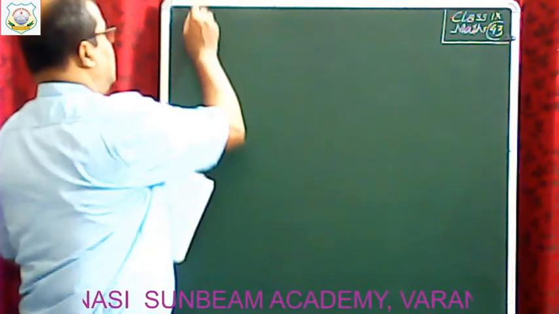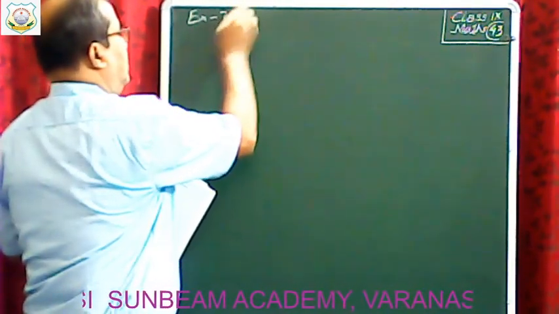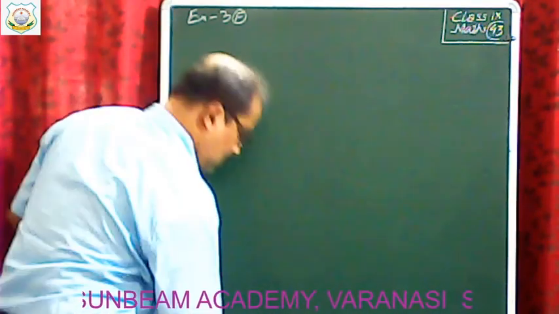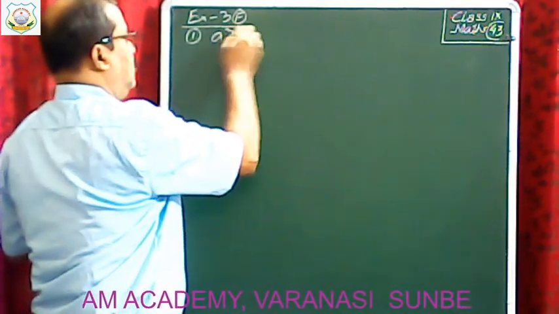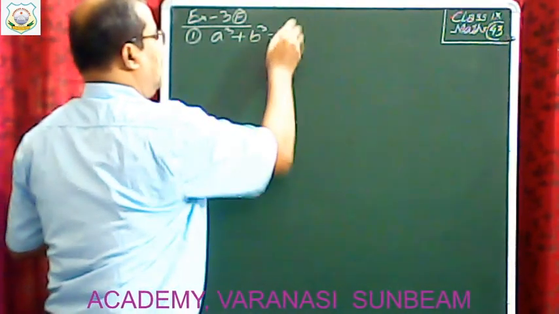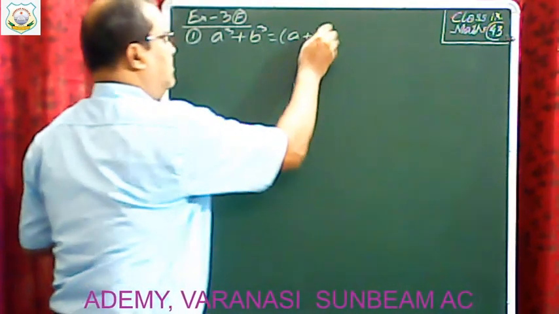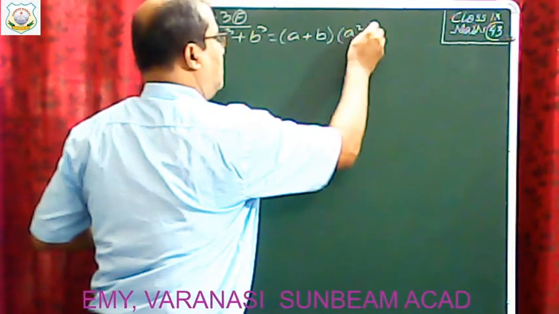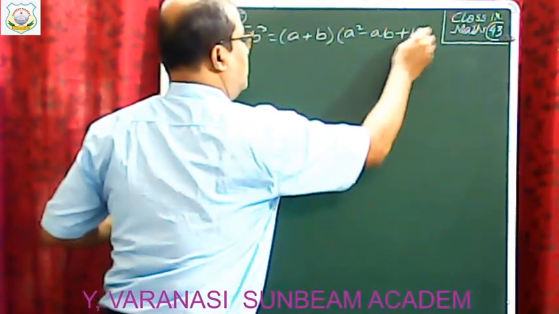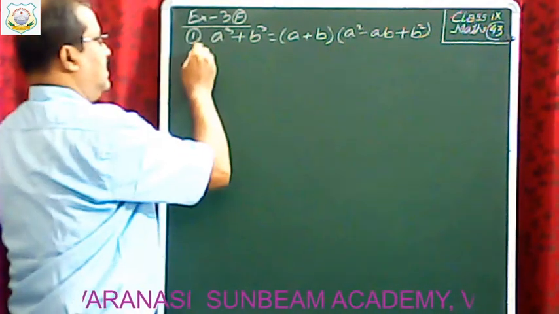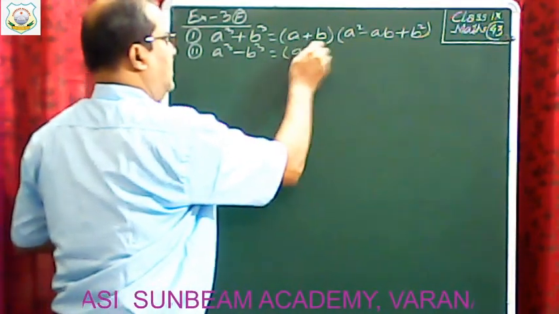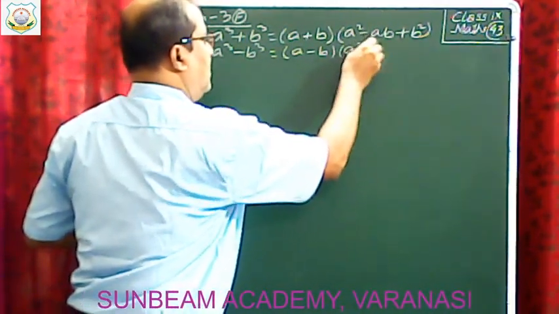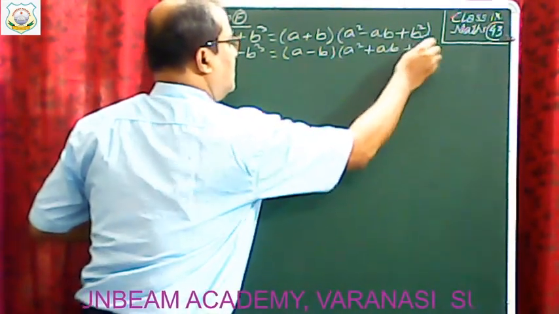The concerned algebraic identities are, exercise 3F. First, a cube plus b cube is equal to (a plus b)(a square minus ab plus b square). And the second one is a cube minus b cube, that is equal to (a minus b)(a square plus ab plus b square).